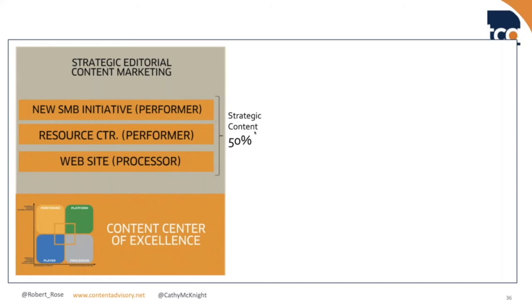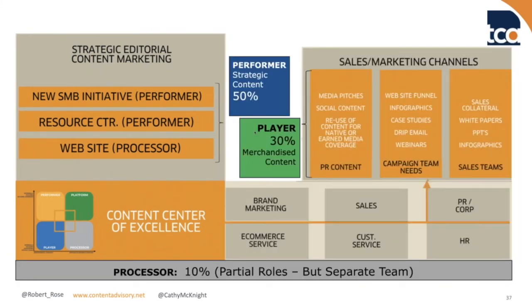But quite frankly, most of the content will be created by product people, by PR, by corporate comms, etc. Secondarily, they then said, great, now we're going to have a player model for 30% of our content that will be merchandised. That will be sent into PR content, campaign team needs, sales team needs for infographics, case studies, etc. So we're going to balance 50% of our efforts, our bandwidth, our budget for this team to be spent on these strategic platforms. 30% of our time will be spent on what we're calling merchandised content.